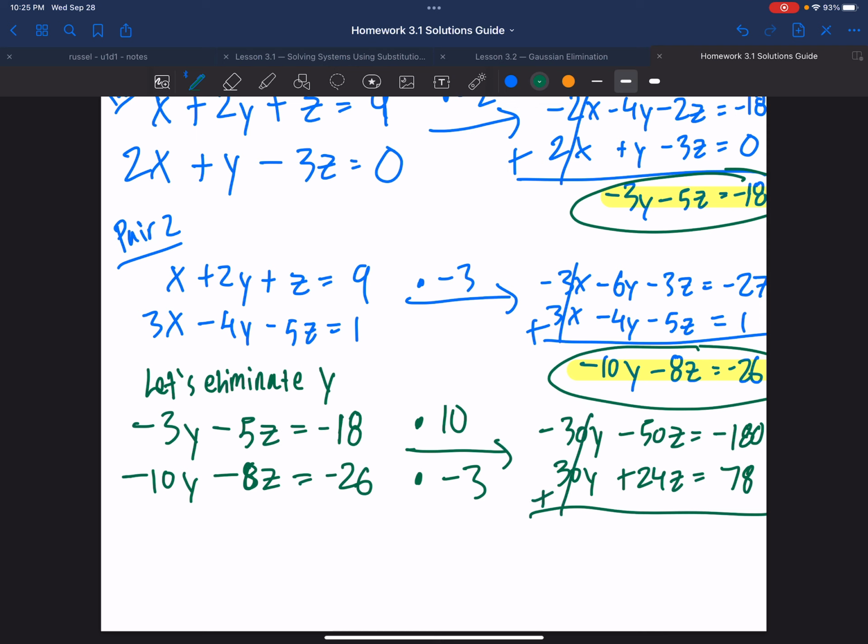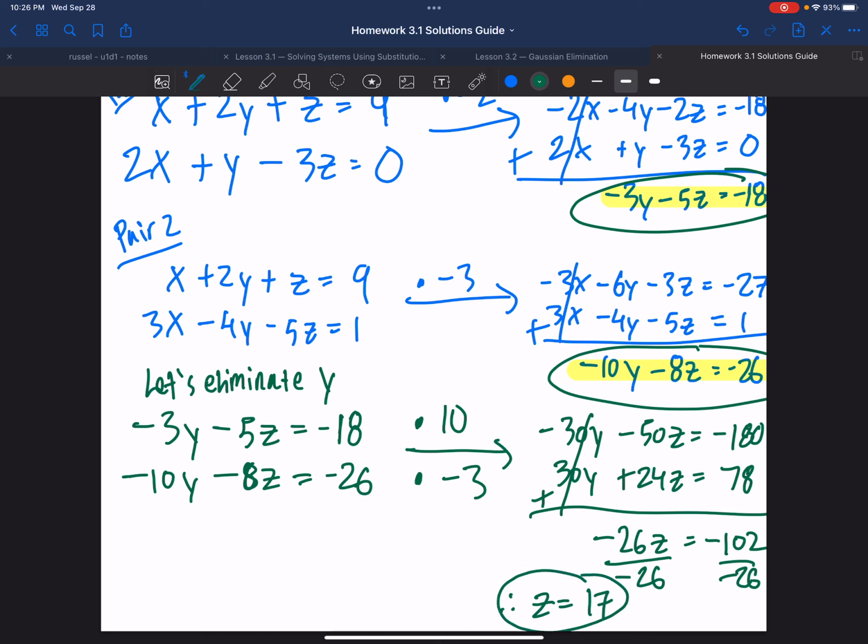Add this, cancels. Negative 50 plus 24 is negative 26z equals negative 102. So divide both sides by 26. Negative 26, 102 divided by 26. I get z equals negative 17. Like so. All right. Oh, not negative, though. Not negative. I'm going to say, therefore, z equals positive 17.